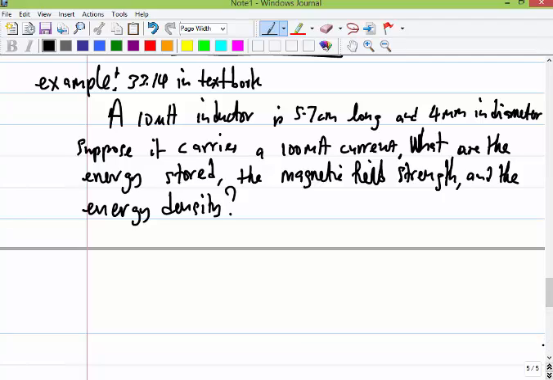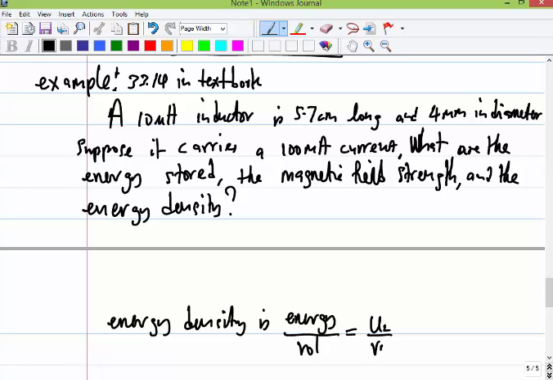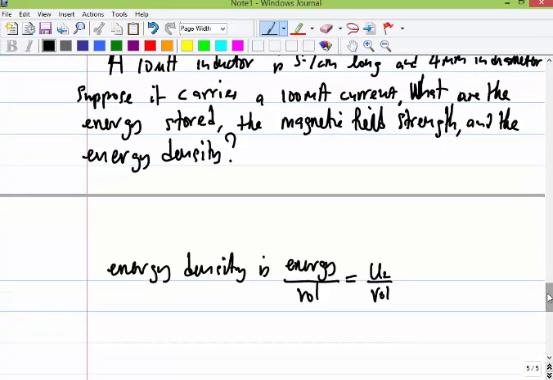So let me see. Energy density is energy per unit volume. So it's the energy stored per unit volume. You're going to have energy stored, U subscript L, over the volume of the solenoid. And so once you get an energy density, then you can find a magnetic field.